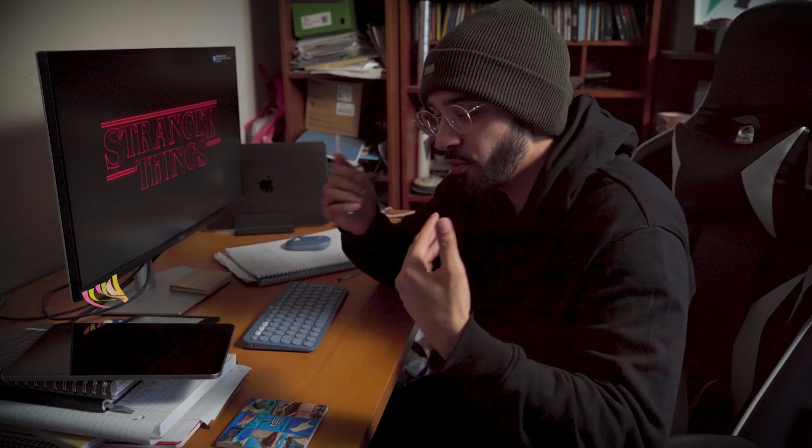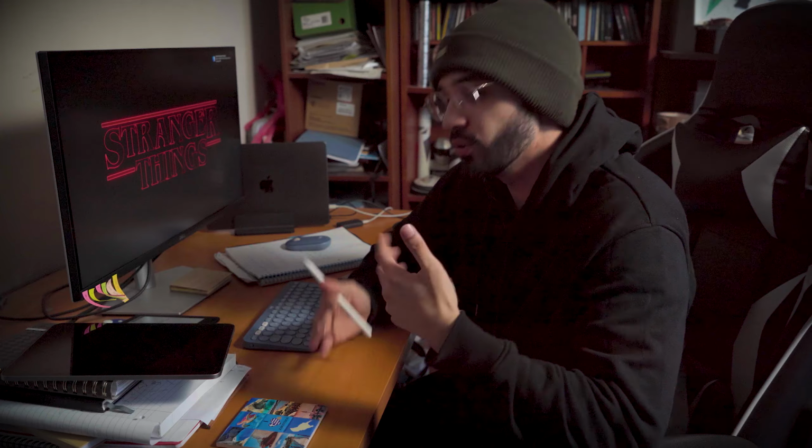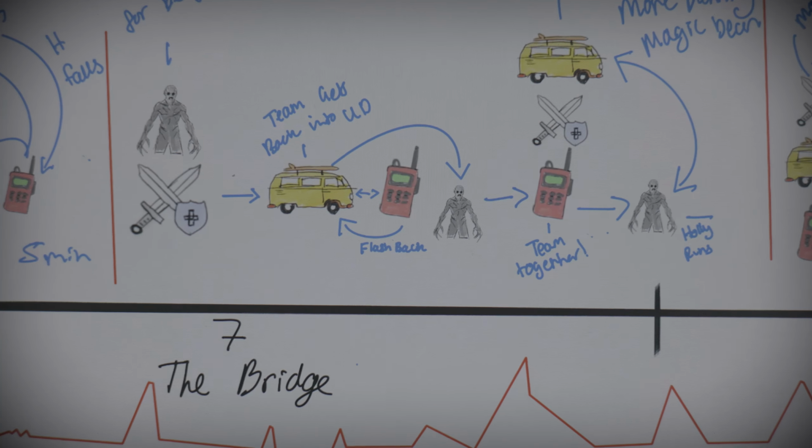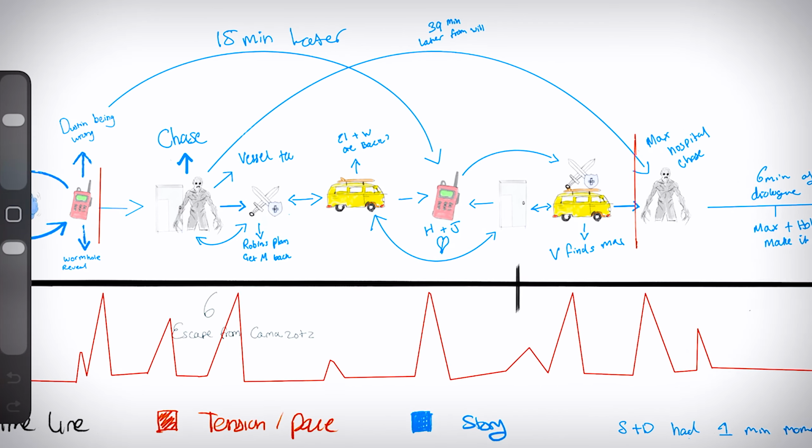So first, let's make a diagram. This is going to help me structure volume 2, and it's also going to help you see what went wrong with volume 2 as well. Now I want to explain the icons for you first.